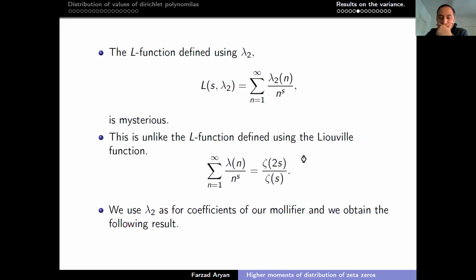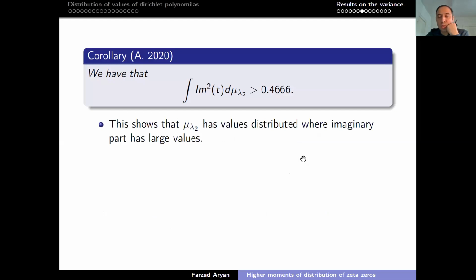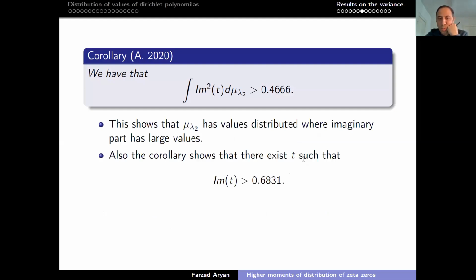And so, as I promised, it would give a very good improvement to what I had in my previous corollary, which was 0.1. So the variance is getting bigger than 0.466. And this would show that the imaginary part of the logarithmic derivative does correlate very well with that modifier with coefficients coming from this strange arithmetic function lambda 2. Also, for the large values of the imaginary part, it does prove the imaginary part of t is bigger than 0.68.